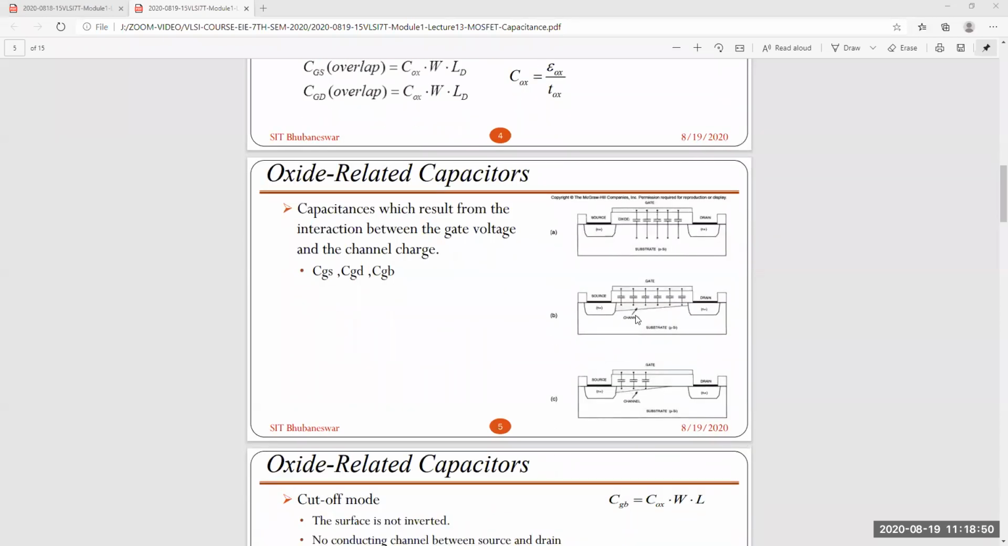And for the linear region, it's not saturated. See, some charges is not zero at this point. So you can see almost all channels are there. So this is at linear. We have approximated this part as half of the capacitance to CGS, half of the capacitance to CGD.